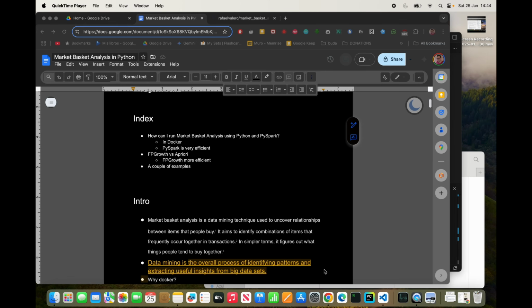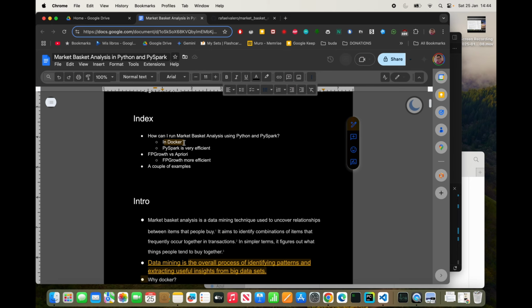Hello. So I would like to talk a little bit about market basket analysis in Python and PySpark, and how to do it, in perhaps what I think is the most efficient way. Usually, you can do it on your local machine using Docker. You don't have to install Spark because I always have a lot of issues when installing Spark.